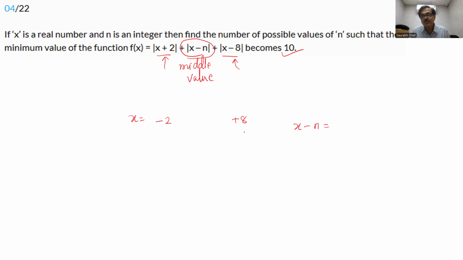X minus n should be minus 2 or plus 8 or any number in between. And that should be 0. That means n should be 2 or minus 8. N should be minus 8 to plus 2. If I take n as 2, then obviously x will be 2. If I take n as 3, x will be 3. The middle value will be achieved there. So n can change anywhere from minus 8 to plus 2. So this is 11 values. Remember, this is not 10 values, this is 11 values.